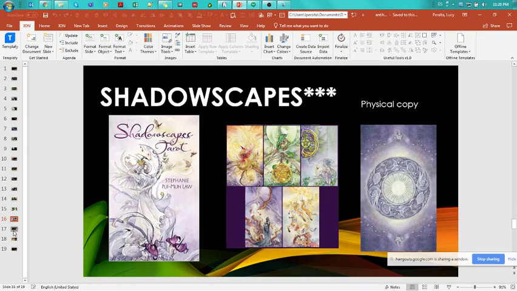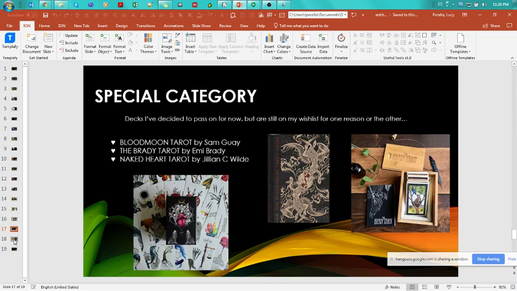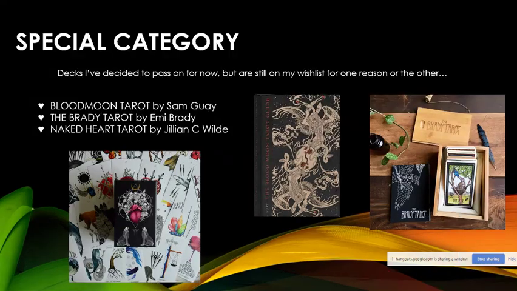Blasphemy! Oh my gosh, Rider Waite Smith clones are on my list too. I'm going to skip those and mention them another time, because I don't want the Blood Moon and the Brady Tarot. No, this is what I want to mention. A special category: decks that I decided to pass on for now, but are still on my wish list. So I have the Blood Moon Tarot, which I absolutely recommend. I think the artwork is gorgeous, but Sam Way hasn't finished it. The Brady Tarot, which I'm eagerly waiting for the second edition, but apparently the first edition is not going out. I don't know, like, finish selling it.